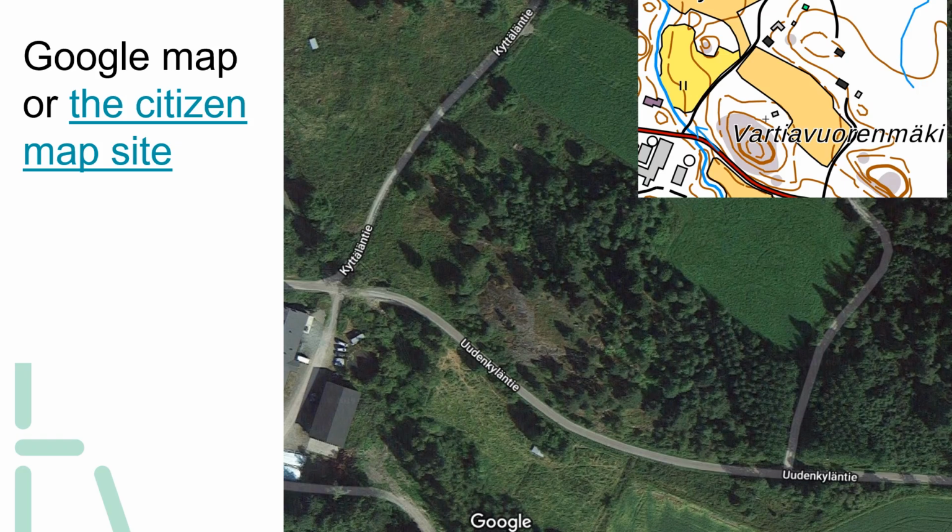Google Maps are nice to use, and in Google Maps you can also draw lines and borders, and you can also highlight them with different colors, so that will function easily. And in Finland we have also a tool called the Citizen Map site, and from there you also can get nice basic maps, and there is also a small drawing possibility.